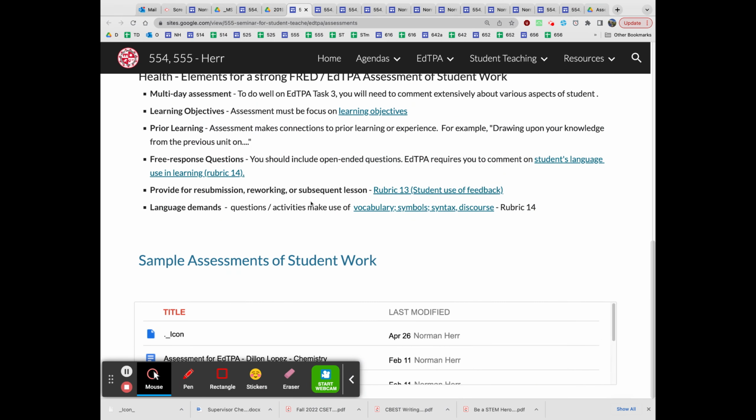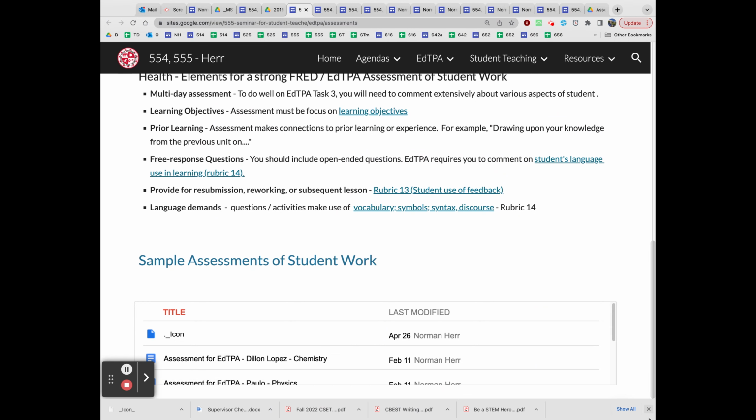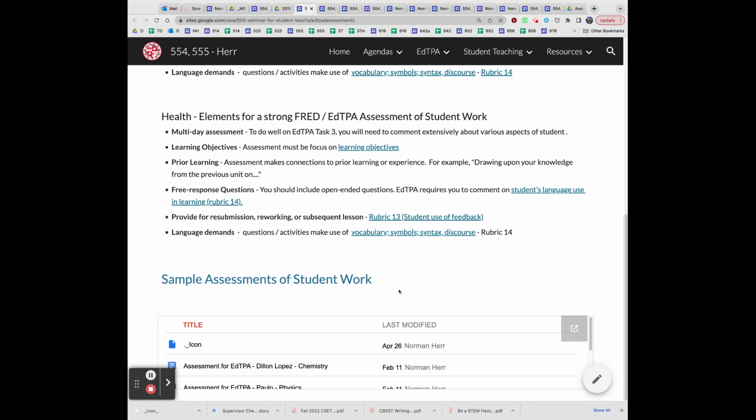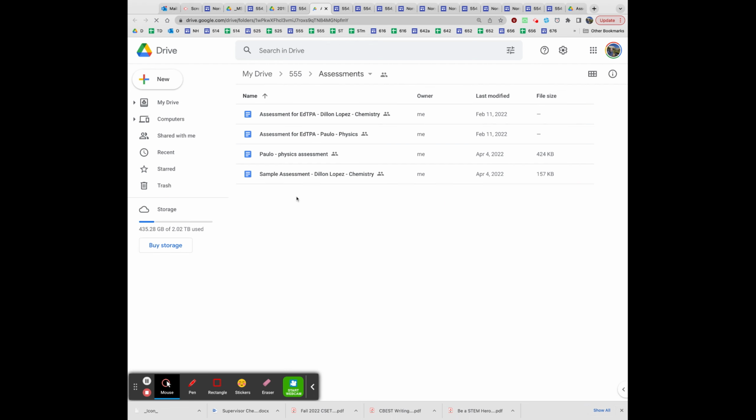So what I want to do is give you a couple examples of multi-day assessments that were developed by former student teachers and so forth. Right at the bottom, I've provided links to ones by Paulo and Dylan. I'm going to open up Paulo's. It's a physics assessment here. So let me go ahead and open that up.